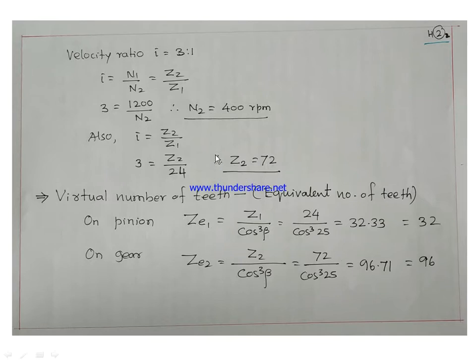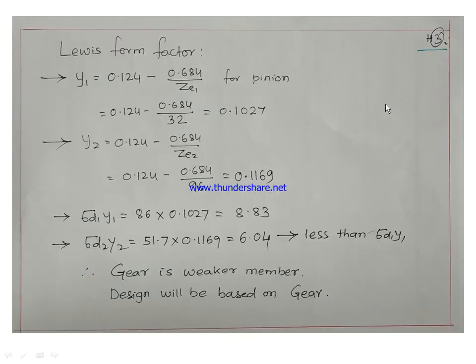By using the value of Z1 and Z2, we will calculate the virtual number of teeth on pinion and gear by using these relations. So hence, we will get the formative number of teeth or virtual number of teeth on pinion as 32 and the virtual number of teeth on gear as 96.